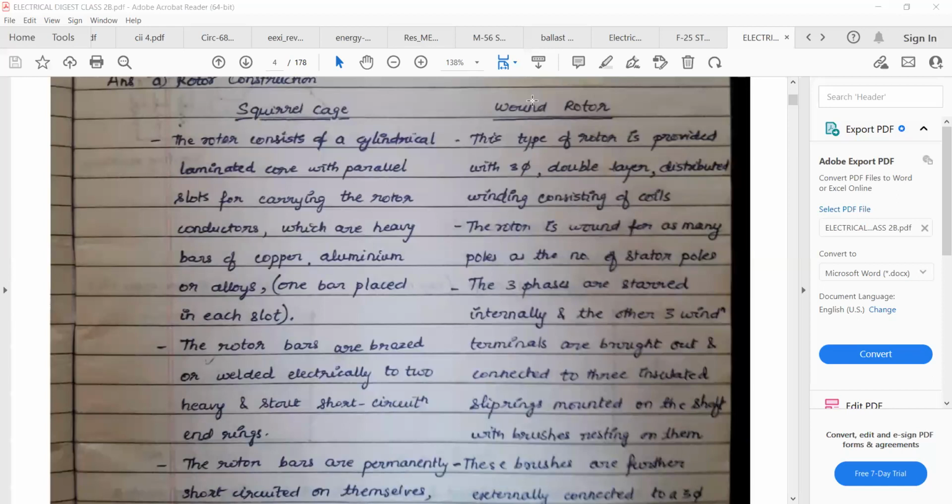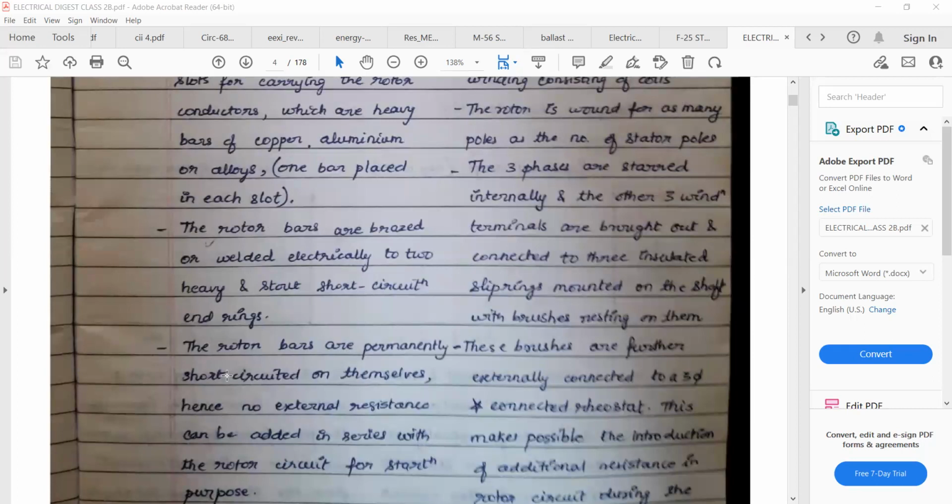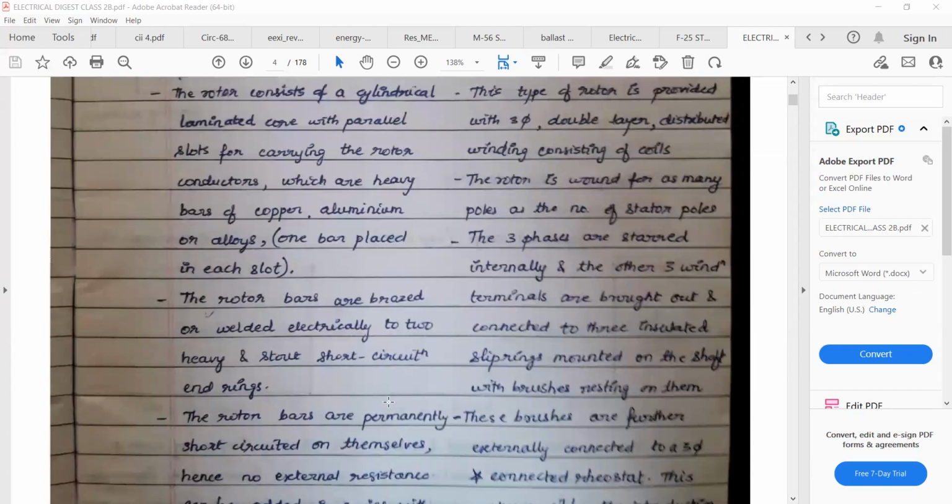So this is the difference between squirrel cage and wound rotor. We are going to read again. The rotor consists of a cylindrical laminated core with parallel slots carrying the rotor conductors, and each is a heavy bar of copper, aluminum, or alloy. Same thing. The rotor bars are brazed or welded electrically to the heavy end short circuit rings. The rotor bars are permanently short circuited on themselves, and hence no external resistance can be added in series with the rotor for the starting purpose.